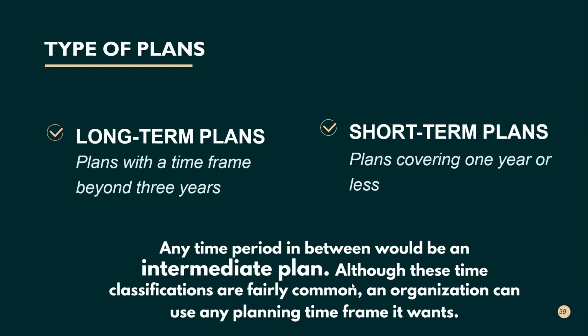Dito naman sa short-term plans, these cover 1 year or less, and they are focused on immediate objectives. For example, dun sa coffee shop, it could be to implement a new customer loyalty program within the next 6 months. So this type of plan focuses more on immediate, actionable steps that could yield quick results. Okay? So yun yung type of plans based on time frame.